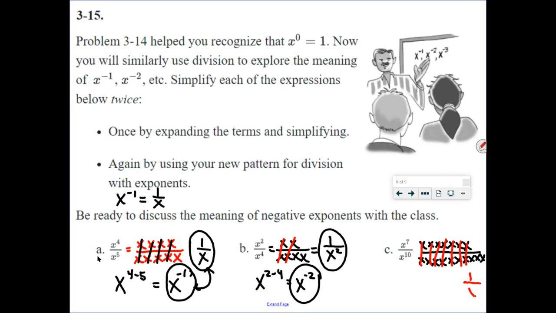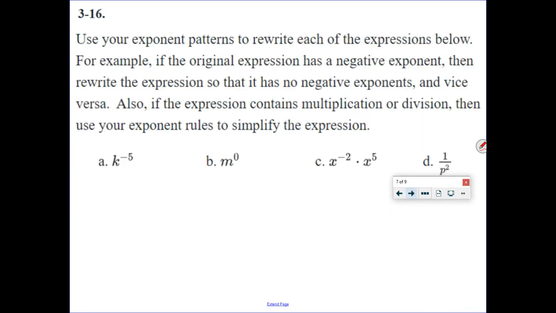This would end up with 1 over x to the third. But then when I use the rules of exponents, 7 minus 10 equals x to the negative third. So therefore, again, x to the negative third is the same as 1 over x to the third. Are you catching on? All right. So that's a good trick I want you to learn.